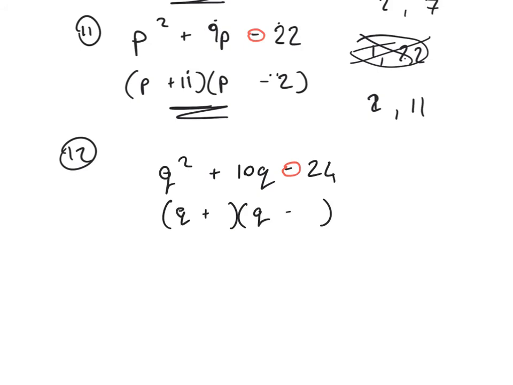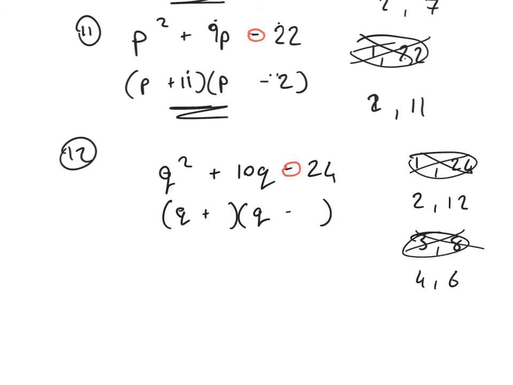Okay, so if we think about 24: 1 and 24, 2 and 12, 3 and 8, 4 and 6. Okay, so we need to organise these so that they add together to give 10. So 1 and 24 is not suitable, 3 and 8 is not suitable. Now, is it possible to work with 2 and 12 to end up with 10? Yes, it is. And 4 and 6 to get 10, it also is. So we really need to be careful here.